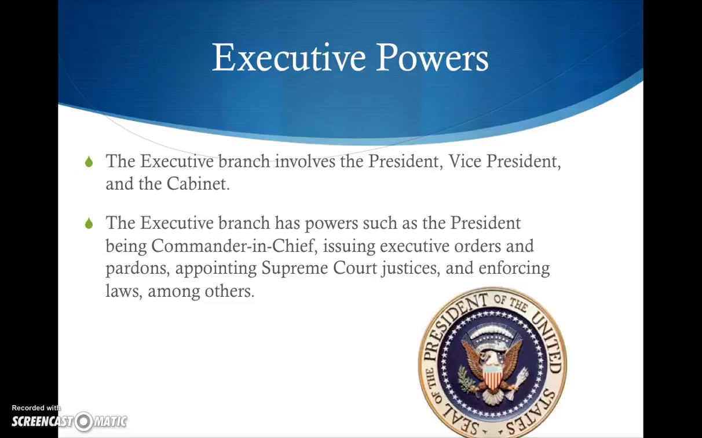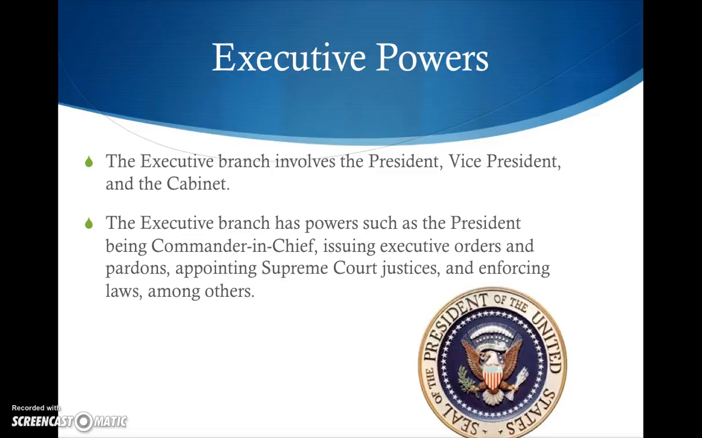All right, first off, with the executive powers, the executive branch involves the president, vice president, and the cabinet, which involves positions such as the Secretary of State, the Treasury, Secretary of Defense, Attorney General, so on and so forth. And the executive branch holds a variety of powers, such as the president being commander in chief of our armed forces. So he heads up all of the different branches, such as Army, Navy, Air Force, Marines. All the military is under the president's command.